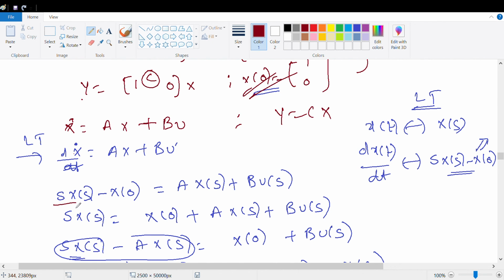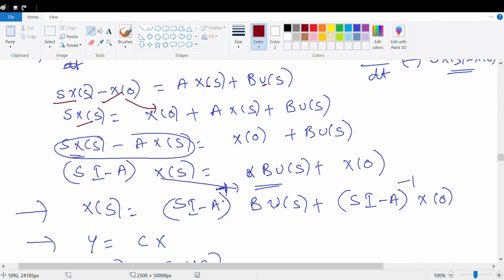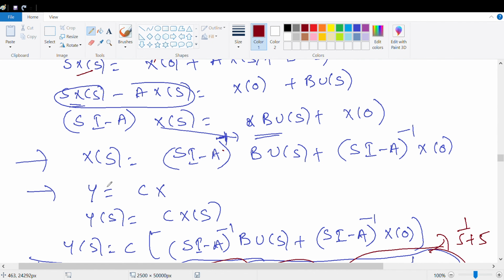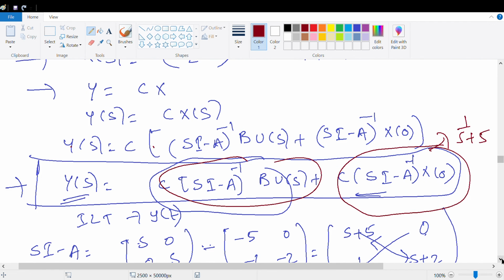So s into X of s minus x of 0, because the initial condition is given, equals A into X of s plus B into U of s. After the mathematical steps, we get X of s as (sI minus A) whole inverse B into U of s plus (sI minus A) whole inverse into x of 0. Now we got X of s, and y is C into x, so Y of s equals C times (sI minus A) whole inverse, and we get Y of s, this one.